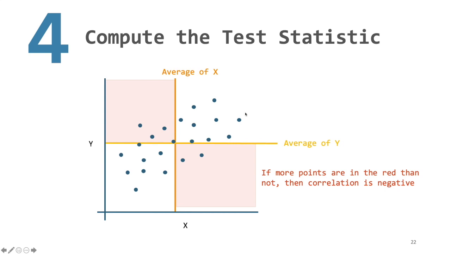Another thing to note is the points that are further away from the means are going to have a bigger influence. So this point and this point are going to have a bigger value than this point and this point. So if you have more points out here especially, that's going to be more influential.